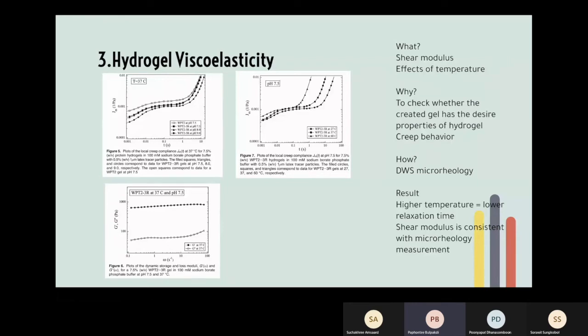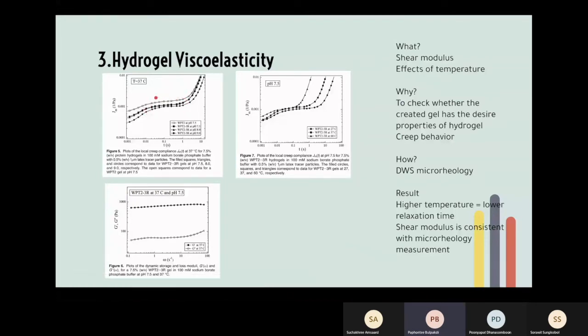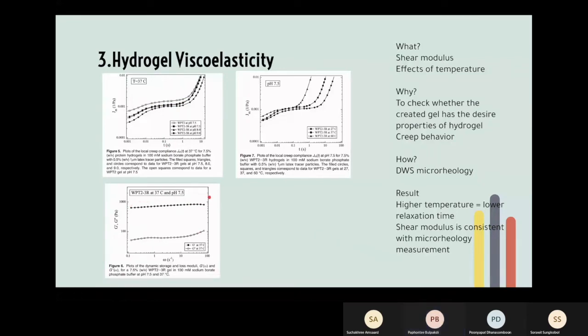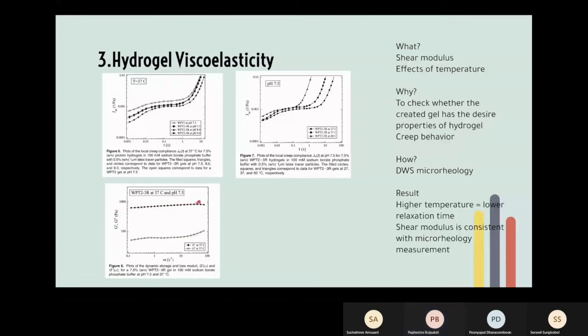So let's look at the result of the first graph. This distinct region is important because you can measure the shear modulus. If you look at it closely, you can see this graph and this line. Both lines are the shear modulus. The G prime is the elastic-like behavior, this one, and this is the liquid-like behavior. And this result is consistent with the shear modulus of the microrheology measurement, which means our hydrogel is good in its viscoelasticity properties.